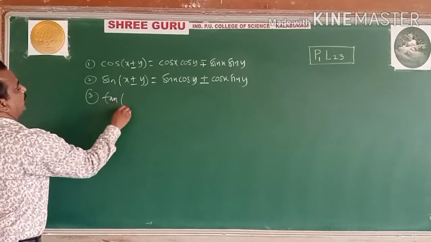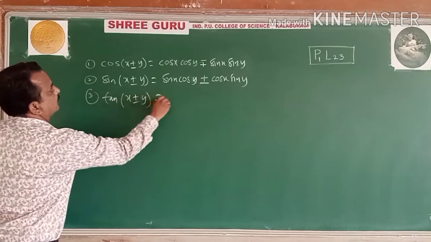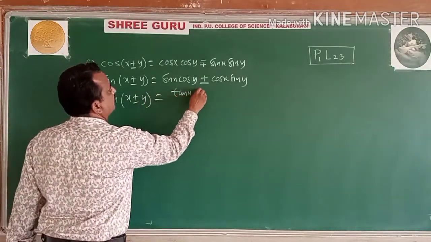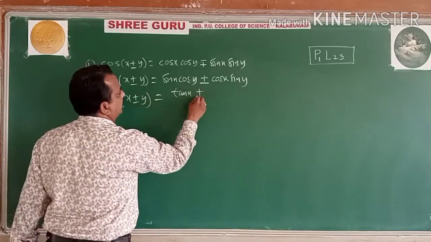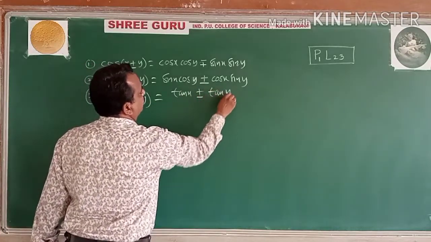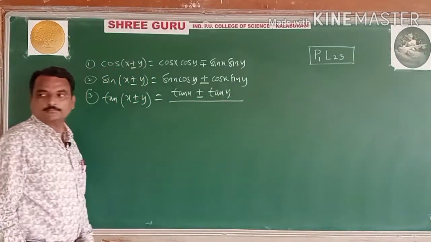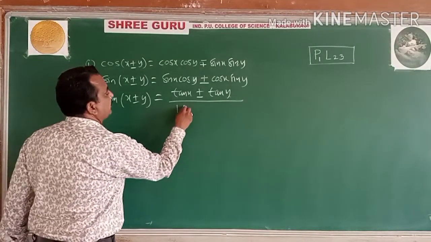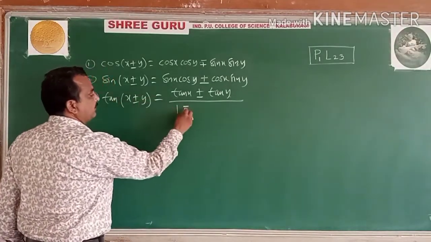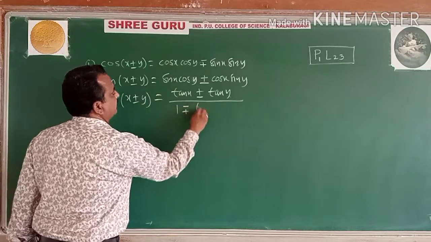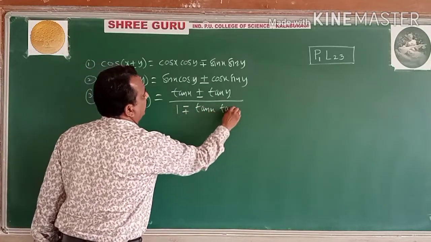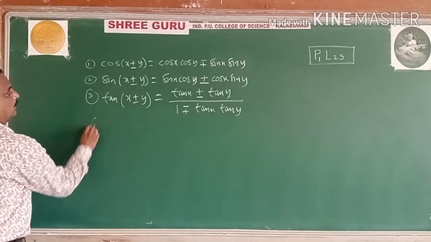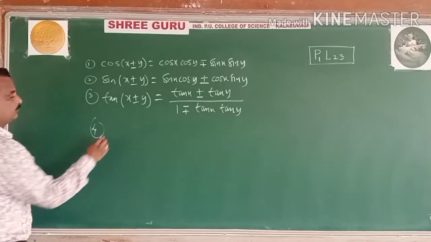Tan of x plus y and tan of x minus y. Tan x plus, when positive positive, when negative negative. Tan x plus tan y or tan x minus tan y divided by 1 minus, when plus minus, when minus it is plus, opposite sign, tan x into tan y. This is tan of x plus y.